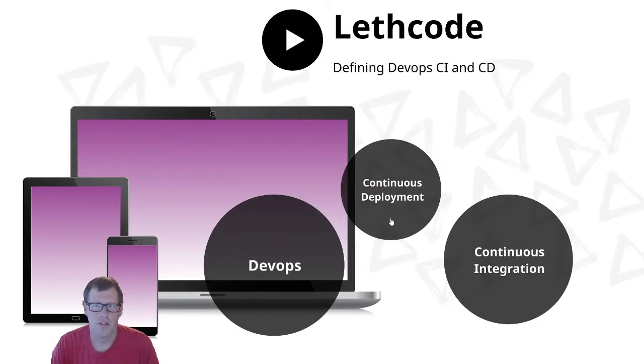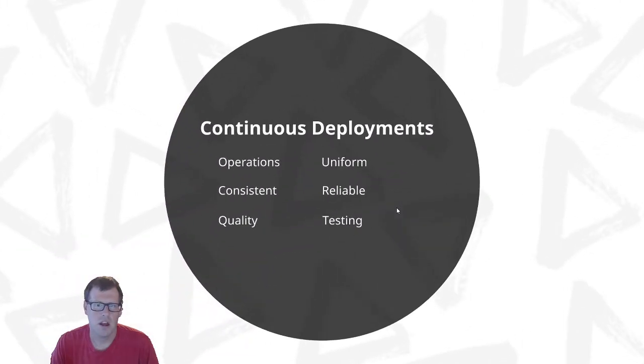Well, the easy part of CI/CD is the continuous deployment, because really what you're saying is, I want the stuff that development is doing to be in production, whether that's my website, an API, really anything I'm trying to deliver. I need to get that out as quick as possible. And the way I'm going to do that is with operations. I'm going to define a process that's consistent. It's got to focus on quality. It's going to be uniform.